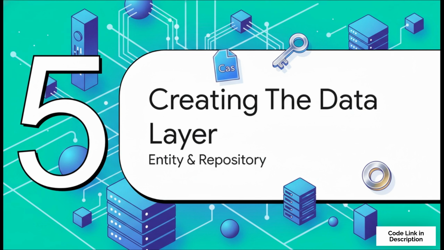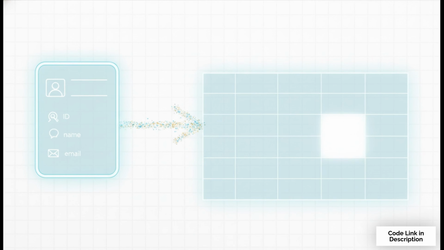Next up, every useful application needs to manage data. So let's create the data layer, which is going to consist of an entity class to represent our data and a repository to talk to the database. We'll start with the user entity. This is just a simple Java class, what we call a POJO, that is going to map directly to a users table in our database.